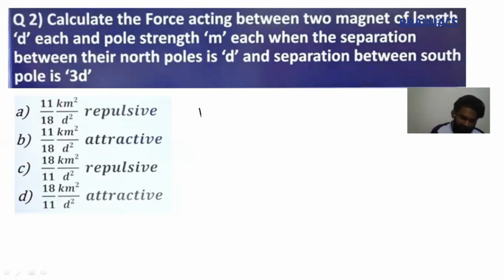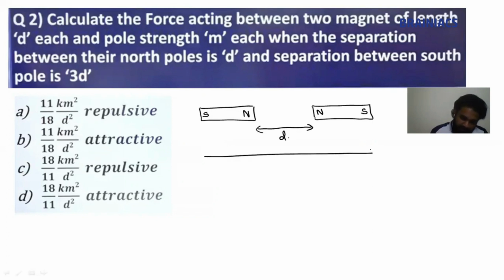So let us consider it like this. If this is a magnet, the separation between them is the same as the length of the magnet. Suppose this is N and this is N, then this distance is d. If this is the south pole and again this is the south pole, this distance is 3d. Now it is fine. Now we need to find the force acting between the two magnets.